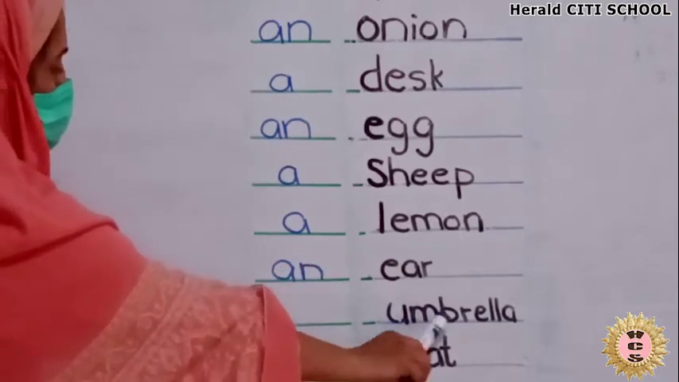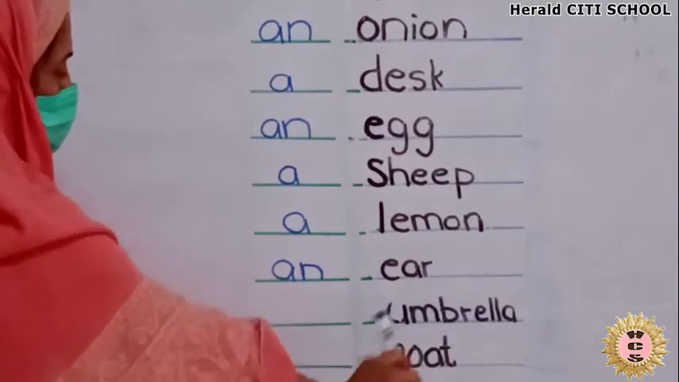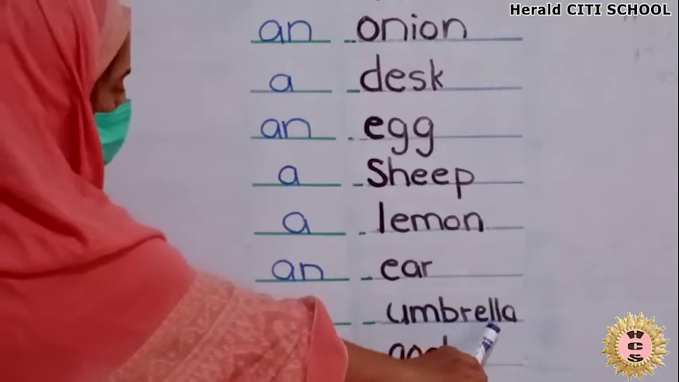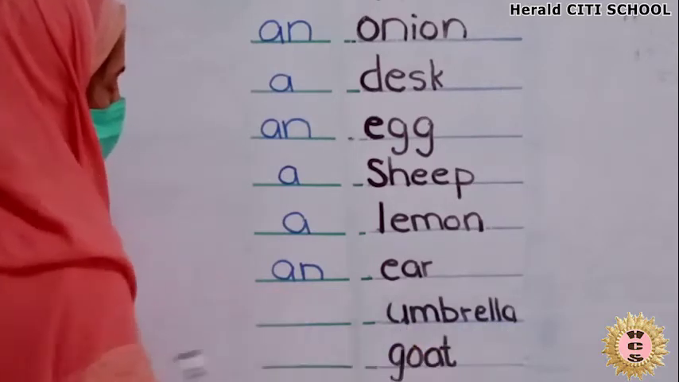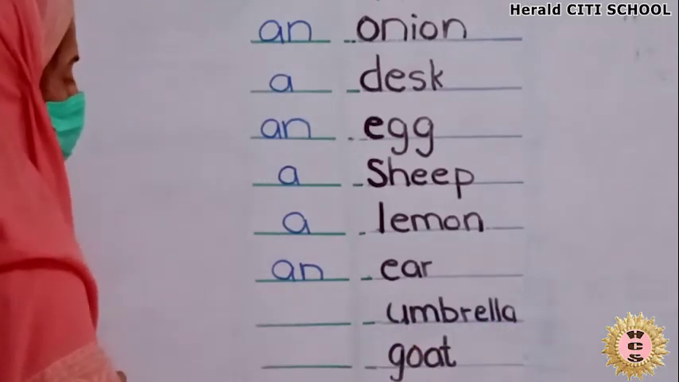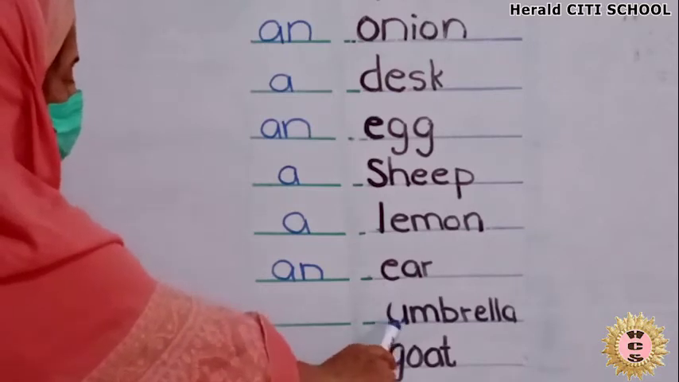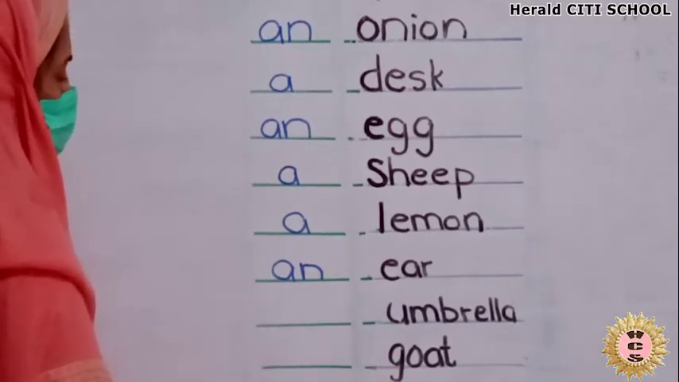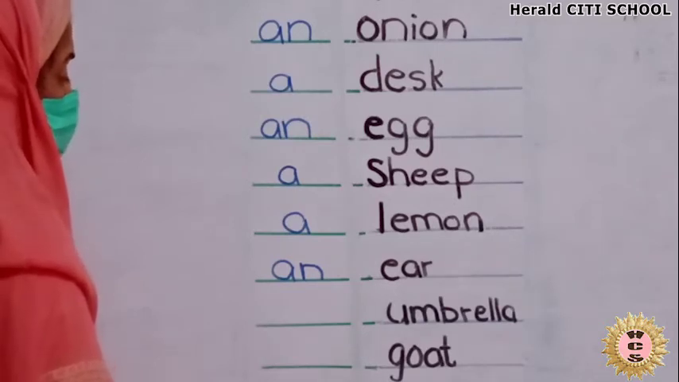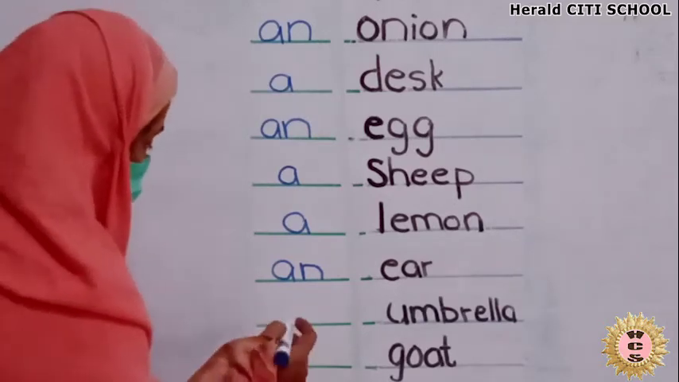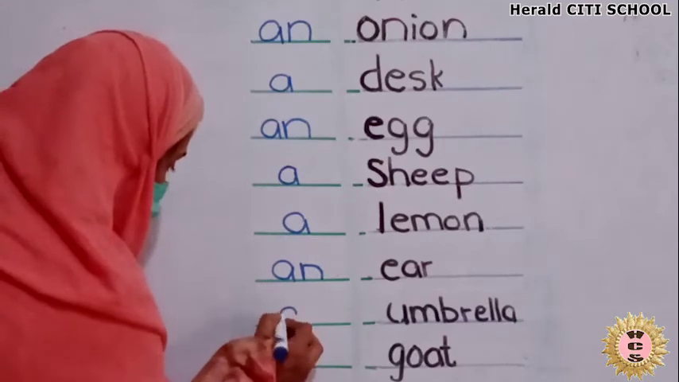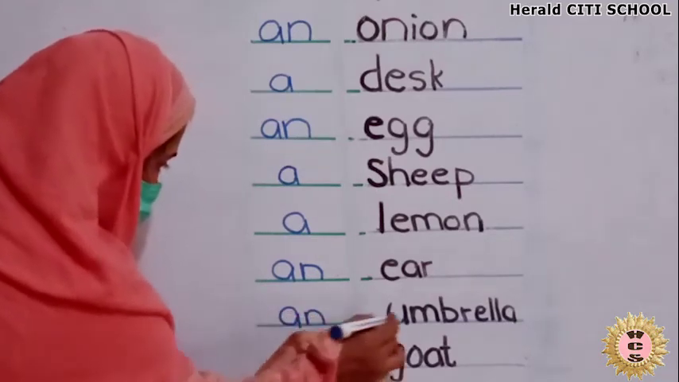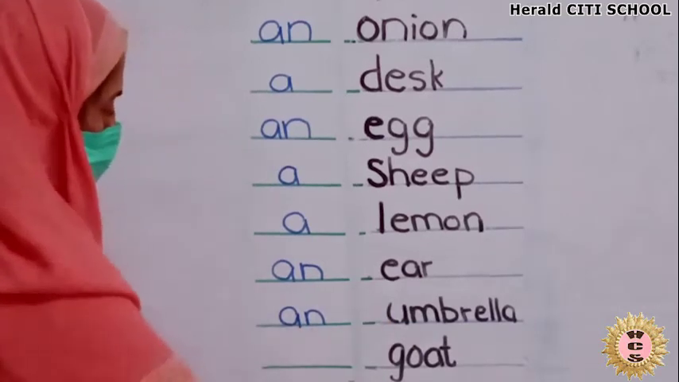Children, this is umbrella. U-M-B-R-E-L-L-A. Umbrella. And this word starts with U. Children, is U a vowel or consonant? Yes, U is a vowel. So we will write here AN. An umbrella.